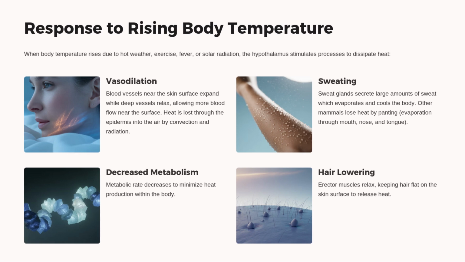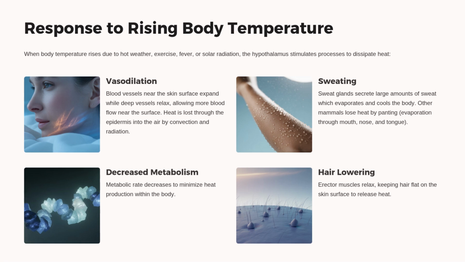When body temperature rises due to hot weather, exercise, fever, or solar radiation, the hypothalamus stimulates processes to dissipate heat. Vasodilation. Blood vessels near the skin surface expand, while deep vessels relax, allowing more blood flow near the surface. Heat is lost through the epidermis into the air by convection and radiation. Sweating. Sweat glands secrete large amounts of sweat, which evaporates and cools the body.